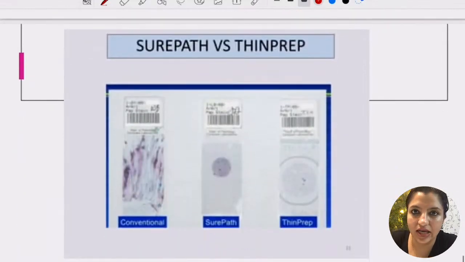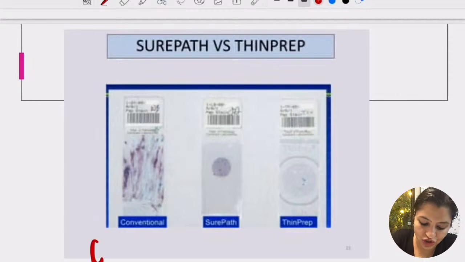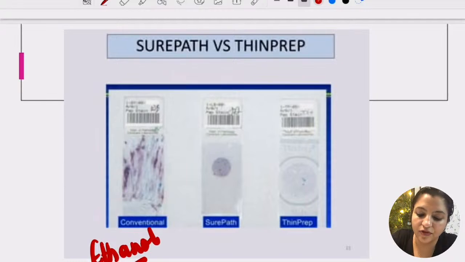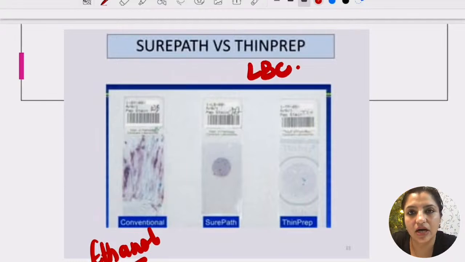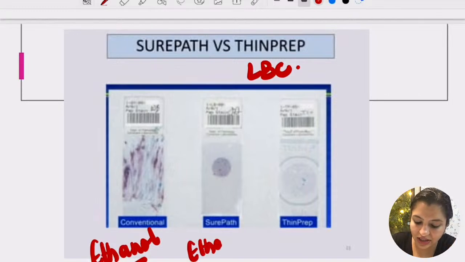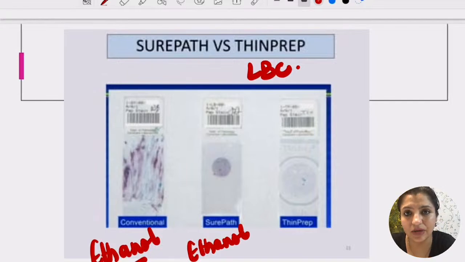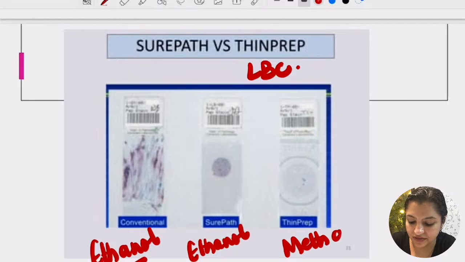Apart from that, you have to remember this. We can have a lot of preparations for how we do pap smear. We can have a conventional one, in which usually we fix it in ethanol. But now we have two types of liquid based cytology in the market. We have SurePath and we have ThinPrep. In SurePath, we cut the head of the broom and put it in the fixative, and usually the fixative that we use in SurePath is ethanol only, just like the conventional one. Whereas in ThinPrep, we use methanol as a fixative.